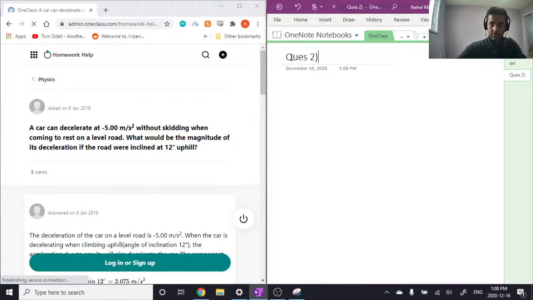Question 2. Okay, this question says a car can decelerate at 5 meters per second square without skidding when coming to rest on a level road. What would be the magnitude of its deceleration if the road was inclined at 12 degrees uphill? Okay, so let's quickly graph this plot out.